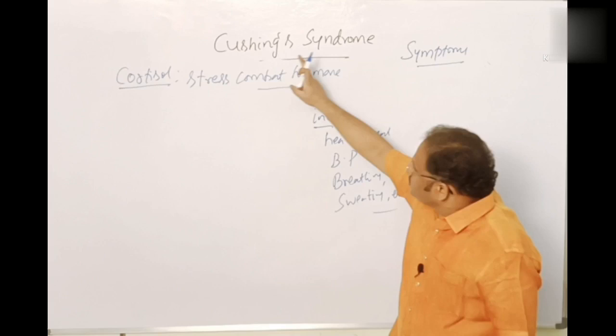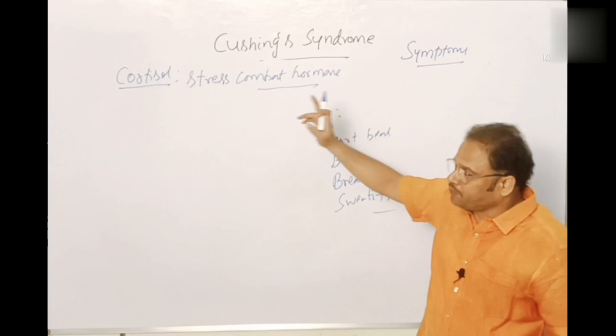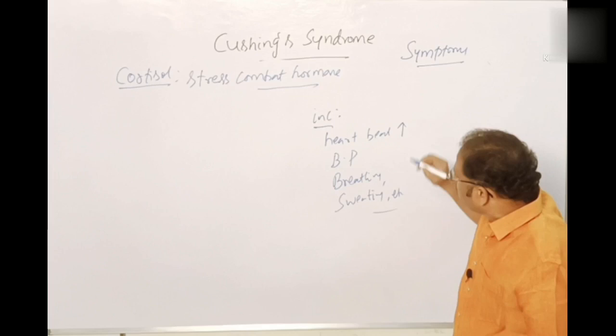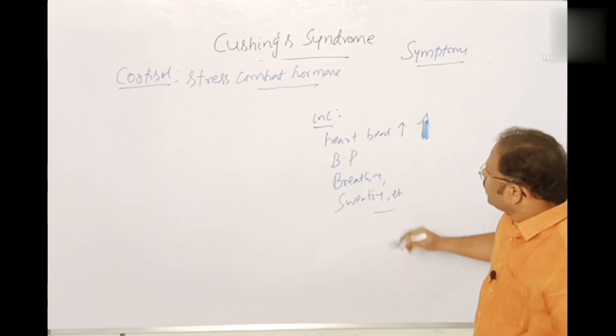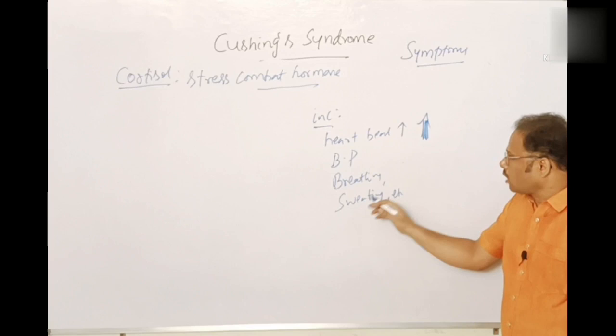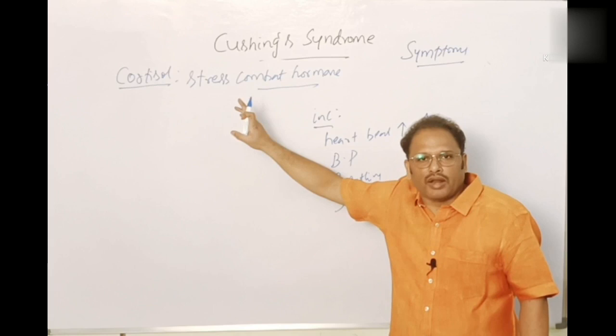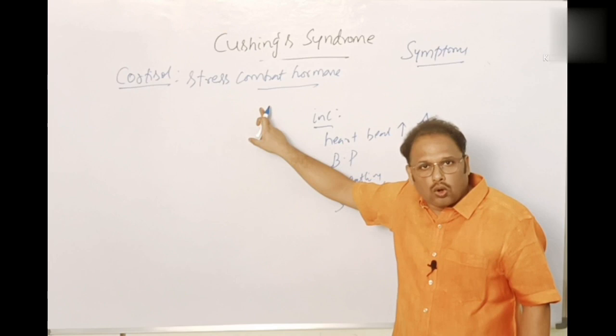But during Cushing syndrome, there is an over release of cortisol because of hypersecretion. There is an increased release of cortisol in the blood. What happens then? There is still more. This is a normal heartbeat, but this is the increased heartbeat. Normal BP, increased BP; normal breathing, increased breathing; normal sweating, increased sweating. That is, the patient's response to stress is more than the normal quantity, because more cortisol is released into the blood, and cortisol is a stress combat hormone. It is an over response to stress for the Cushing syndrome patient.